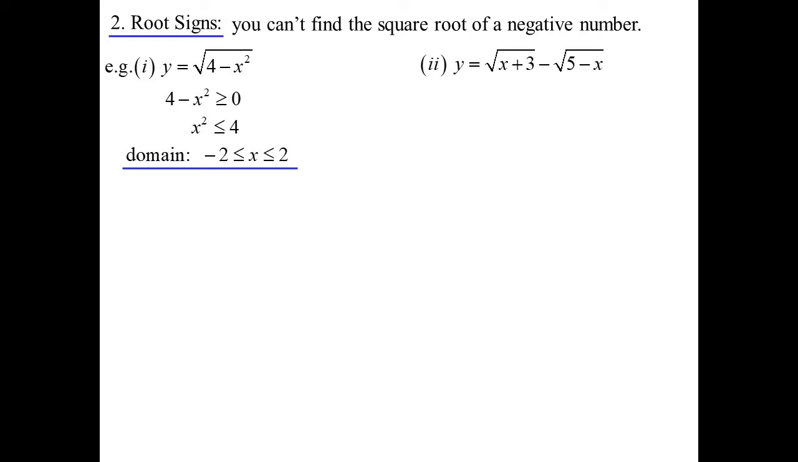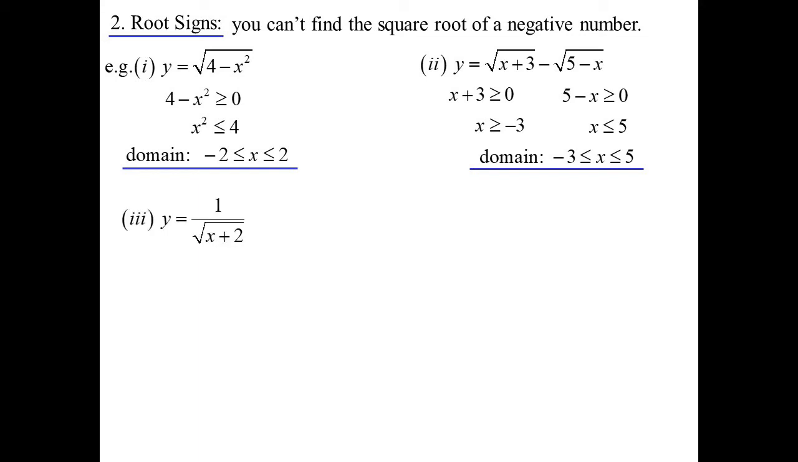If I have two square roots, well then again, both of these have to satisfy that rule. So I know x plus 3 is greater than or equal to 0. 5 minus x is greater than or equal to 0. So I'm looking for numbers that are both greater than or equal to minus 3, but also less than or equal to 5. Well, it must be all the numbers in between those then. So minus 3 is less than or equal to x, which is less than or equal to 5.